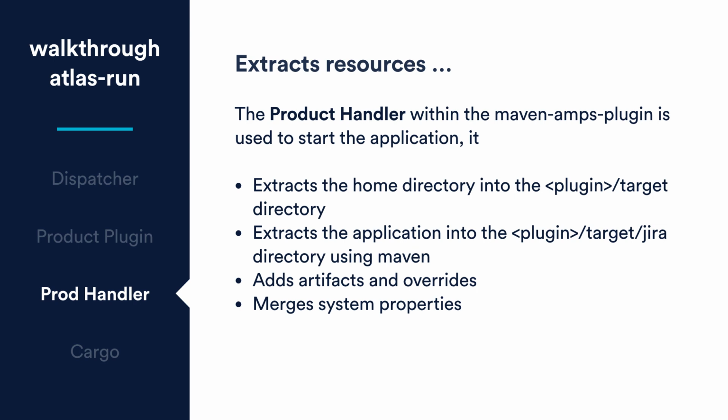Similarly, it extracts the application files for Jira in the target/Jira directory. Finally, it adds artifacts and overrides and merges the system properties defined within AMPS with the ones supplied at the command line, if there were any at the time.